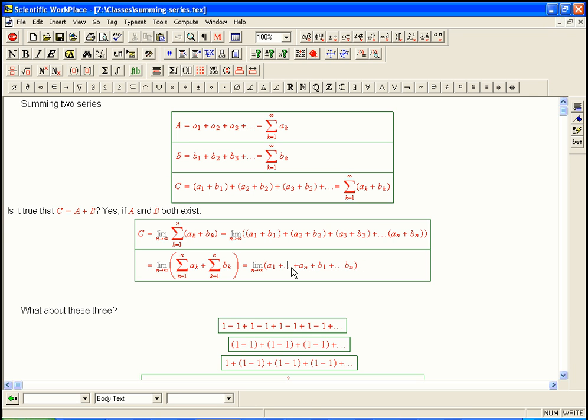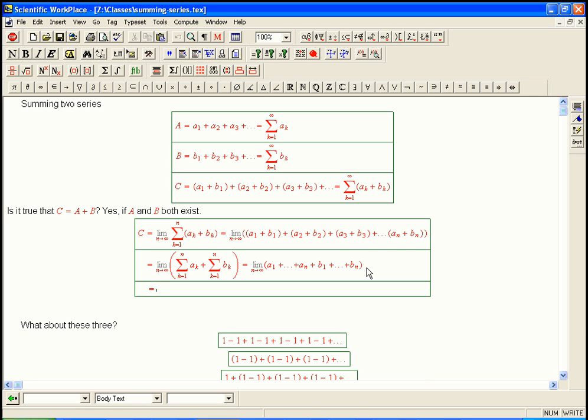Because this is a finite sum, and this is a finite sum, those are exactly the same finite sum, and it's completely well defined what the pattern is that we're summing up, those are equal. And that's going to be the limit.